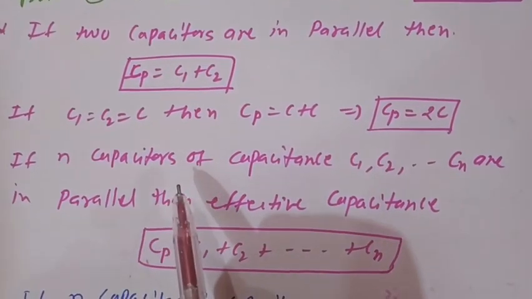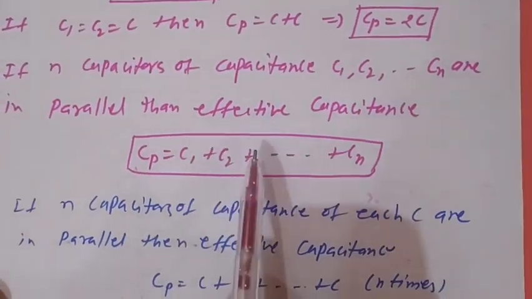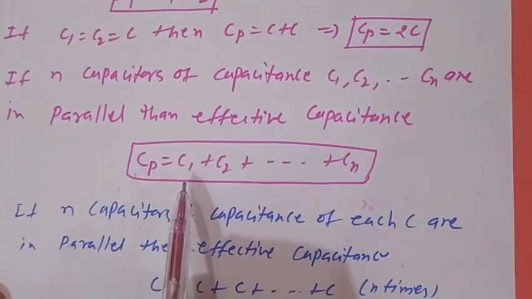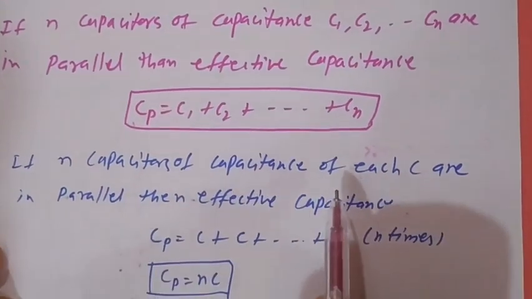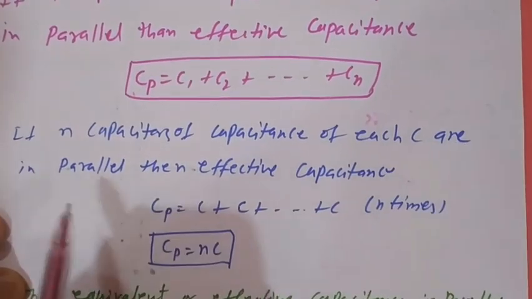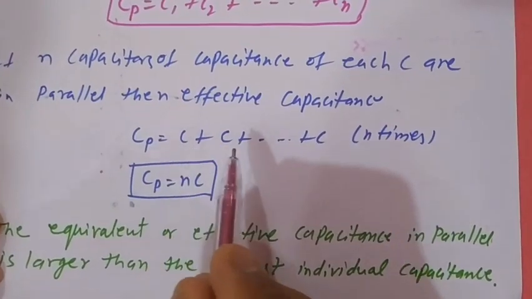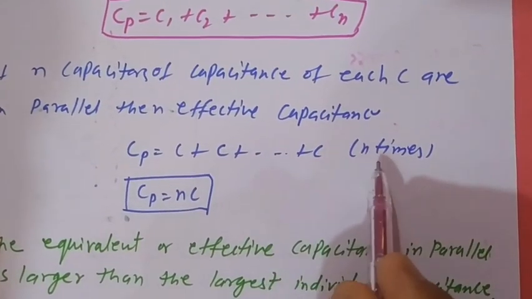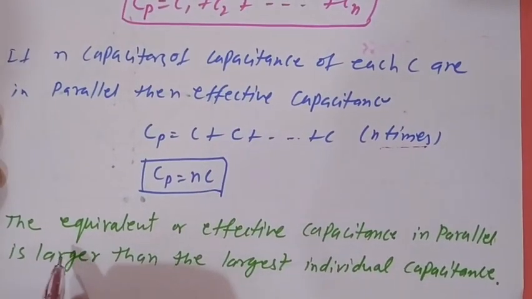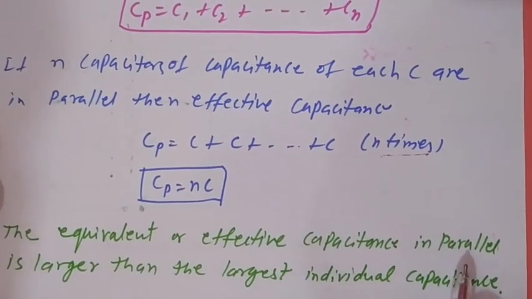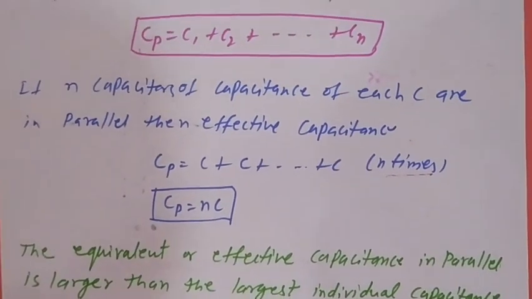If n capacitors of capacitance C1, C2 up to Cn are in parallel, then the effective capacitance Cp equals C1 plus C2 plus up to Cn. If n capacitors of capacitance C each are in parallel, then the effective capacitance Cp equals C plus up to C, n times, so Cp equals nC. The equivalent or effective capacitance in parallel is larger than the largest individual capacitance.